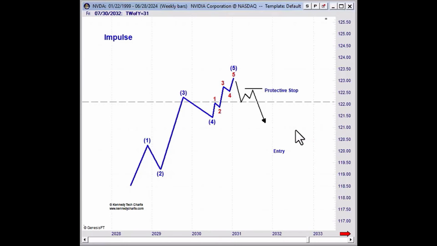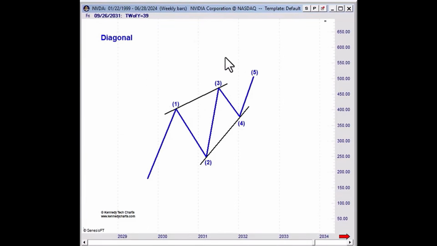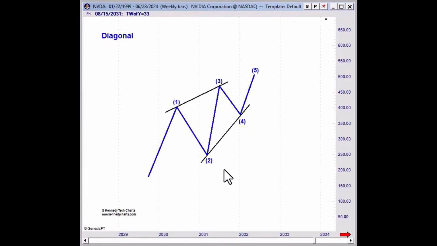Well, tomorrow we're going to be discussing how to trade the diagonal. There are several different techniques on how to enter a trade based on a diagonal triangle setup, and we're going to be going through all 3.